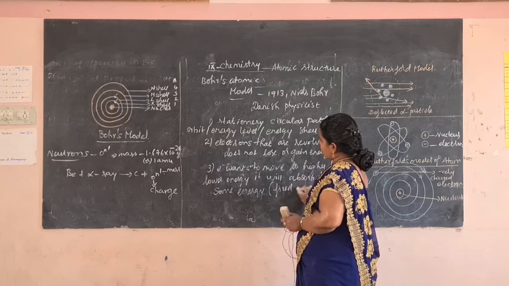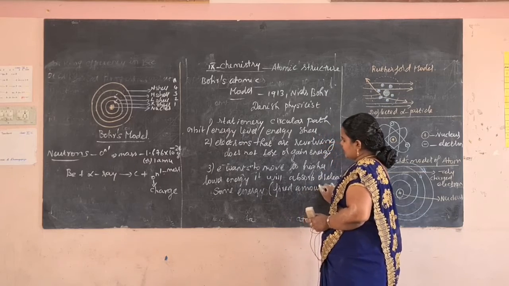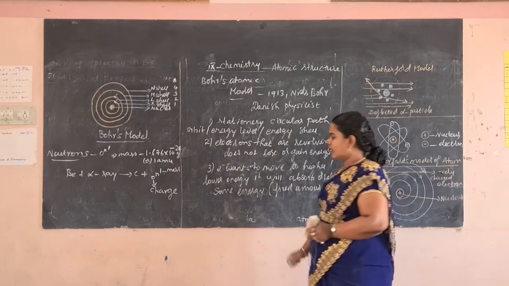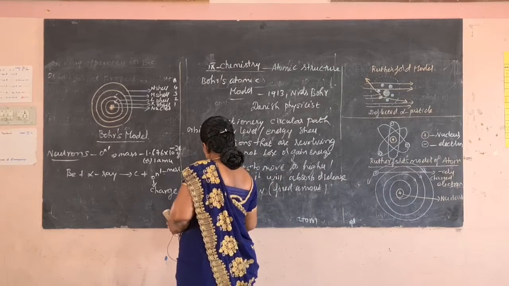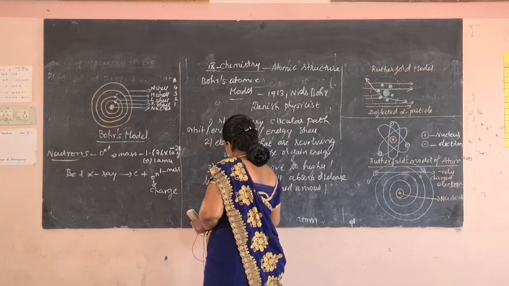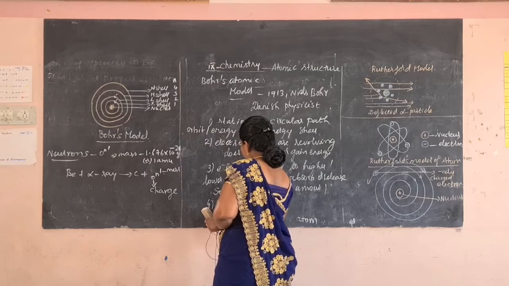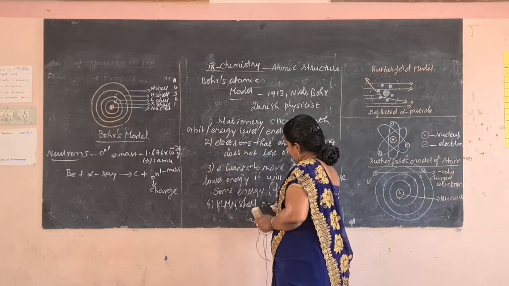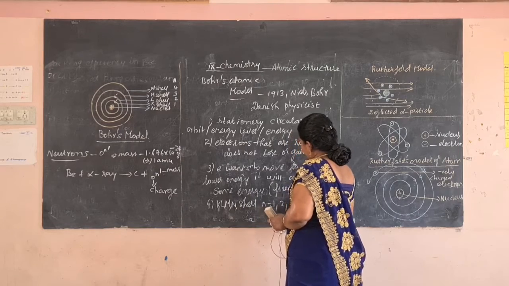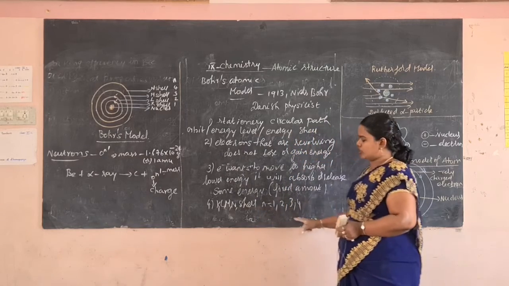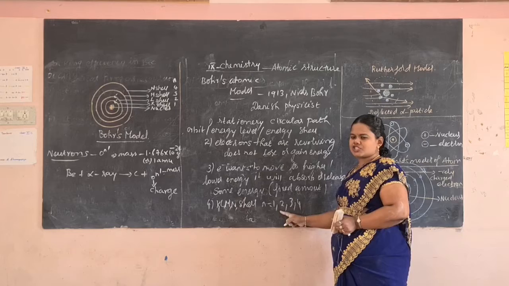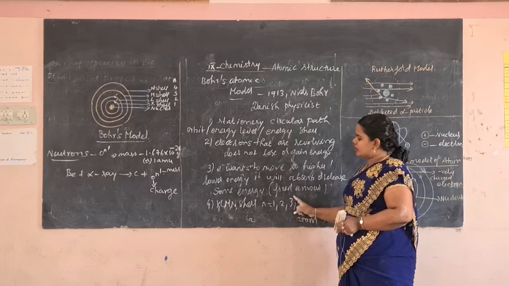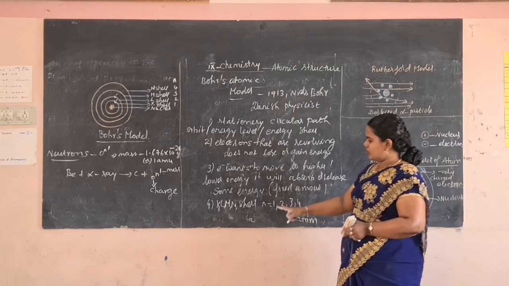Only a fixed amount of energy, and the energy levels are represented as K, L, M and N shells, where n is equal to 1, 2, 3 and 4. So n is equal to 1 is the K shell, n is equal to 2 is the L shell, n is equal to 3 is the M shell, then n is equal to 4 is the N shell.